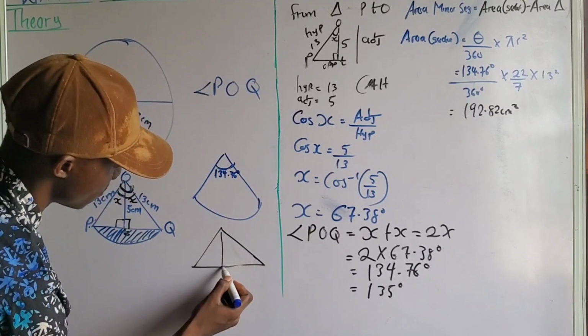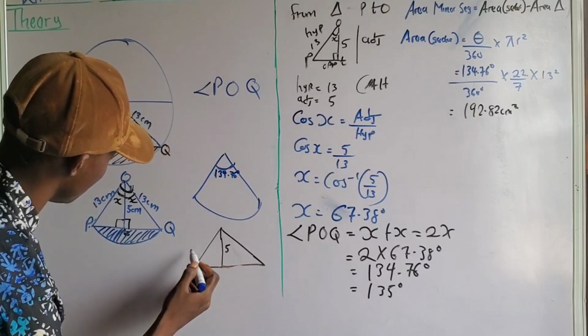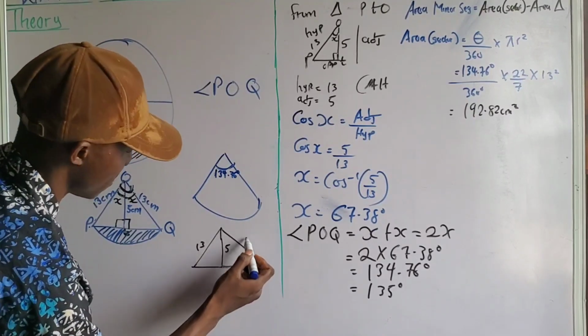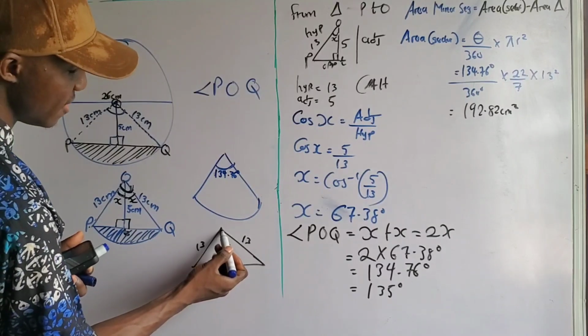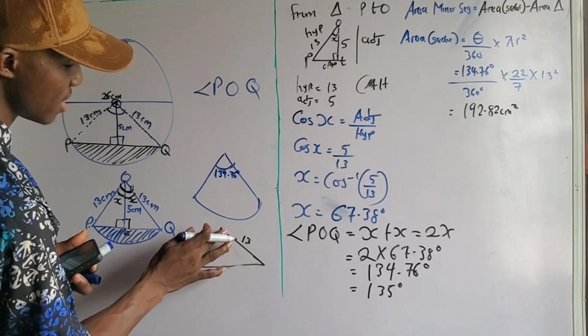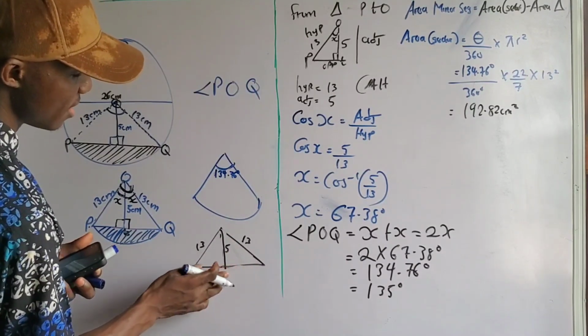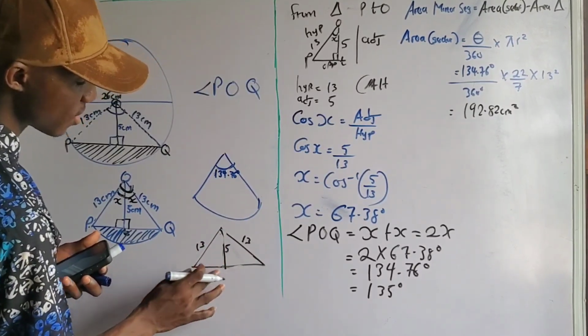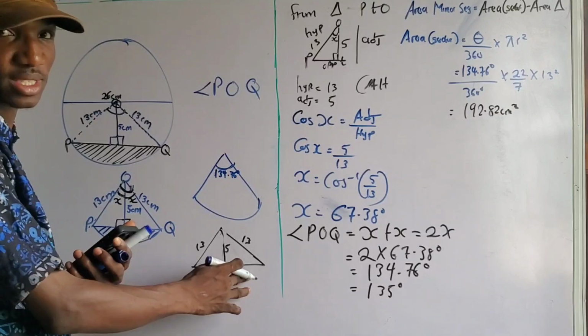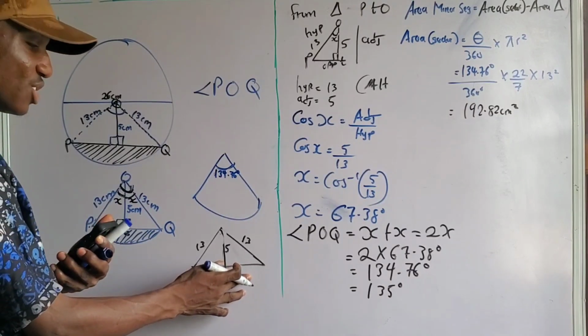This is the triangle. We have 5, we have 13 here, and we have 13 here as well. Now listen, because this line divides the chord into 2 equal parts. That means if I know the length of this side, I can easily get the length of this side. It's simple. Listen to the explanation again.